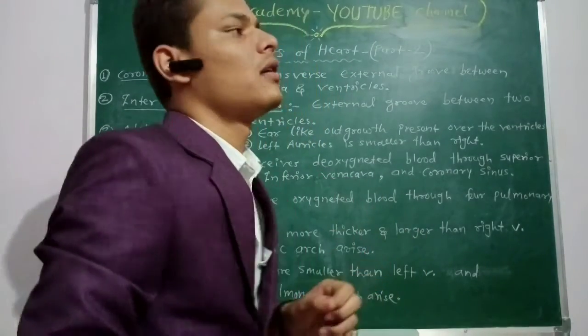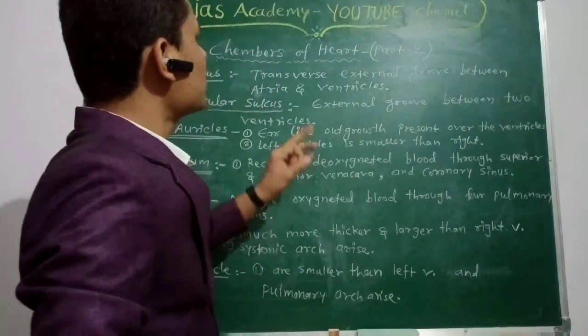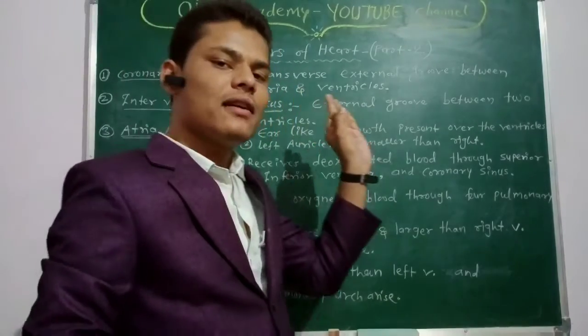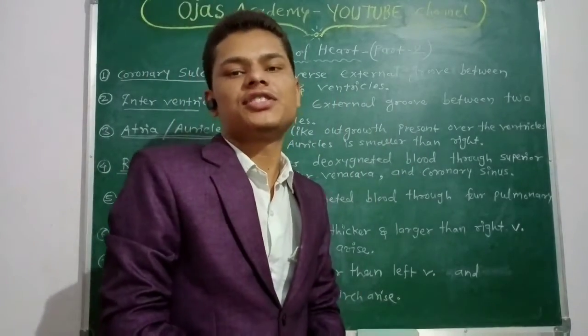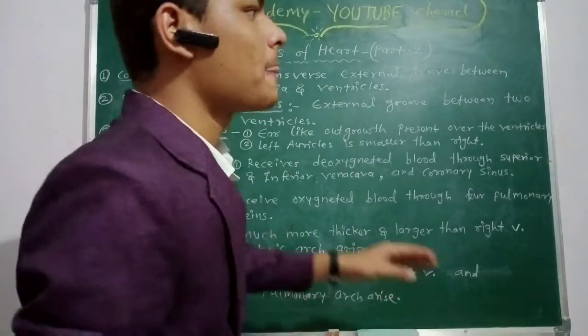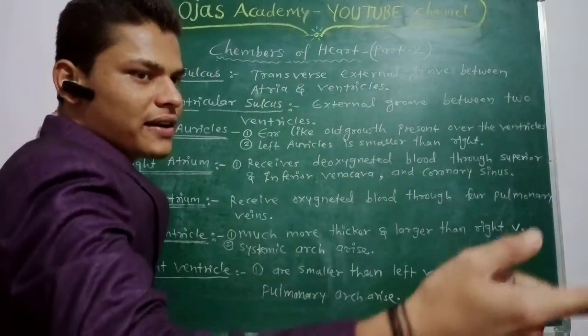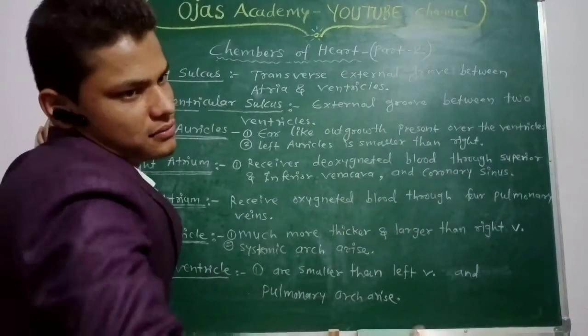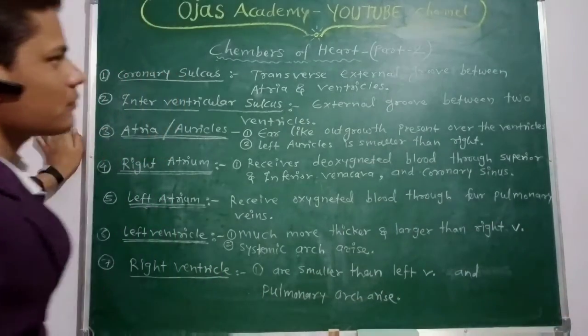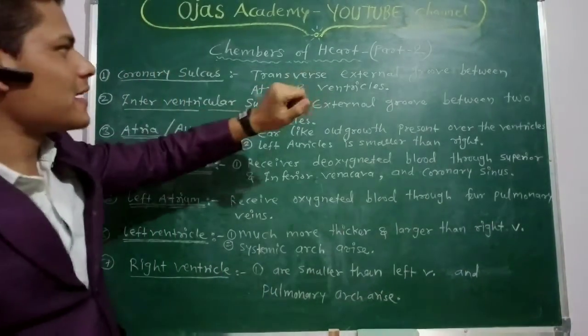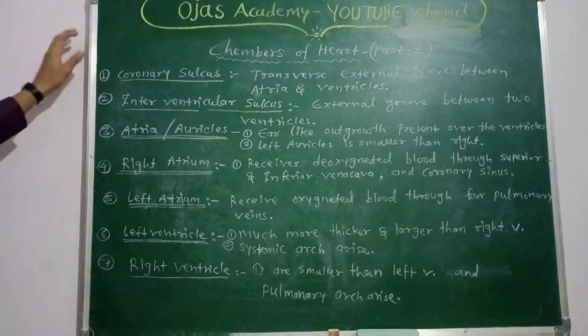Now we see the detailed information about the chambers of the heart. There are 4 chambers of the heart, and we call them right atrium, left atrium, right ventricle, and left ventricle. Now, this is part 2 of the chambers of the heart.